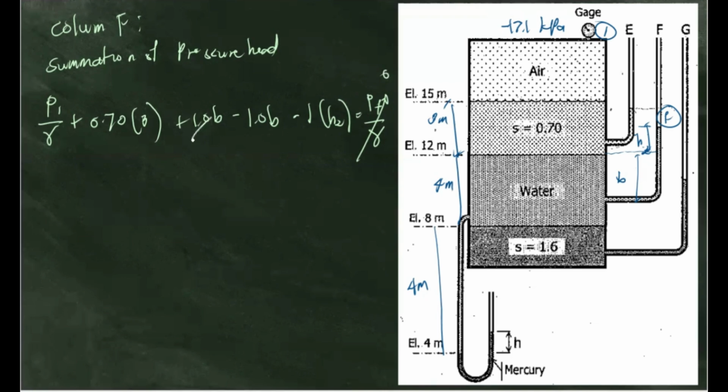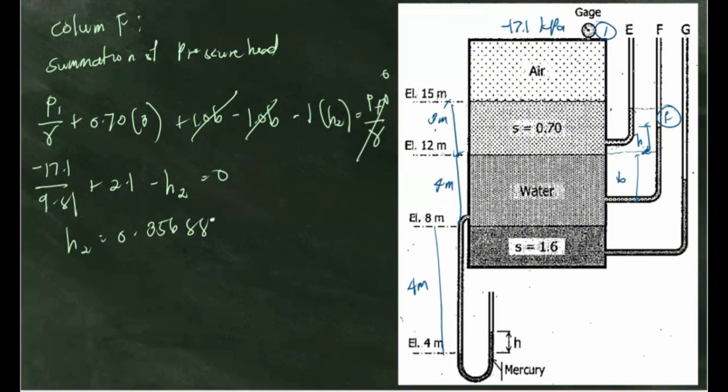So, ito makakancel na din. So, negative 17.1 over 9.81 plus 0.7 times 3. Ano yun? 2.1. So, 2.1 minus H sub 2 is equal to 0. So, yung ating H sub 2, no, it will give us a value na this is equal to 0.35688 meters. Ngayon, ang tanong, paano malalaman yung elevation ng F?